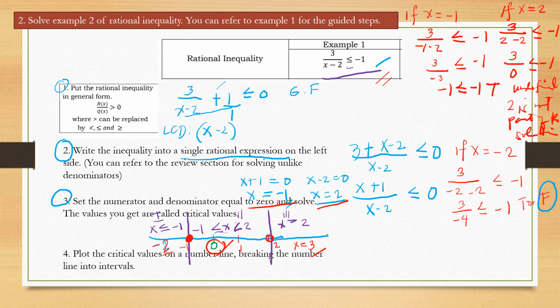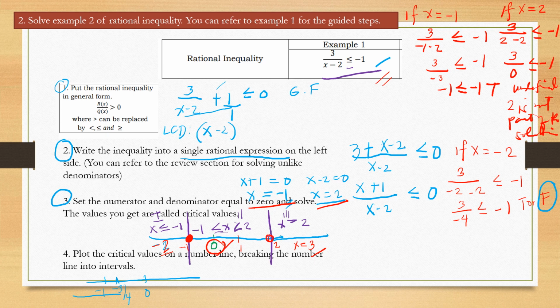Kaya false yan. Kasi kung sa number line ka magbabase, kung ito yung 0, ito yung negative 1, ang negative 3/4 ay nandito lang. So, ang number na mas malapit sa 0 ay mas malaki kaysa dun sa mas malayo. So, this one is false. So, hindi ito kasama sa solution. So, this region 1 is not part of the solution.